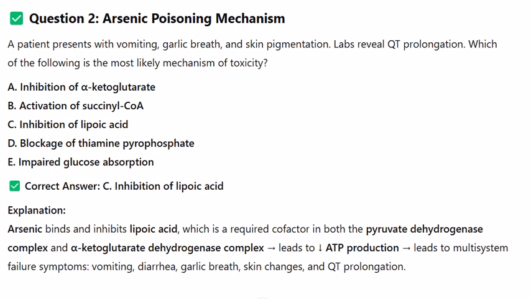Explanation. Arsenic binds and inhibits lipoic acid, which is a required cofactor in both the pyruvate dehydrogenase complex and alpha-ketoglutarate dehydrogenase complex. This leads to decreased ATP production, which leads to multisystem failure symptoms: vomiting, diarrhea, garlic breath, skin changes, and QT prolongation.